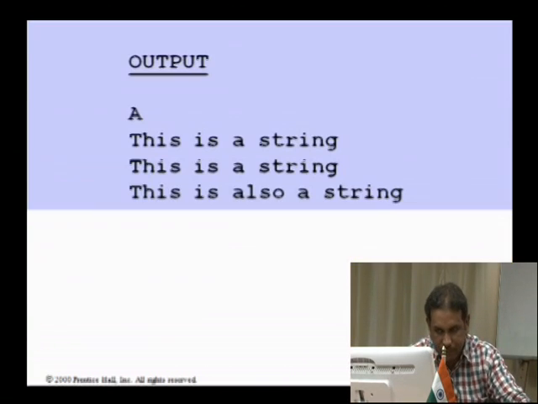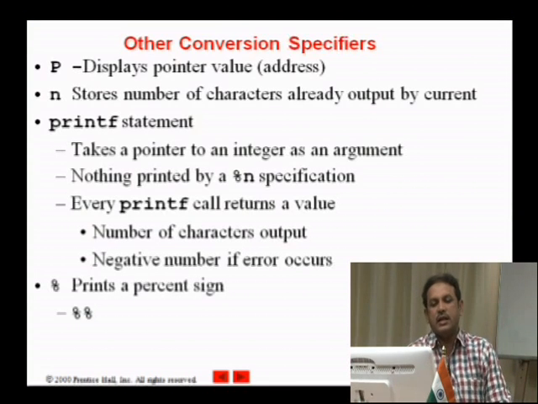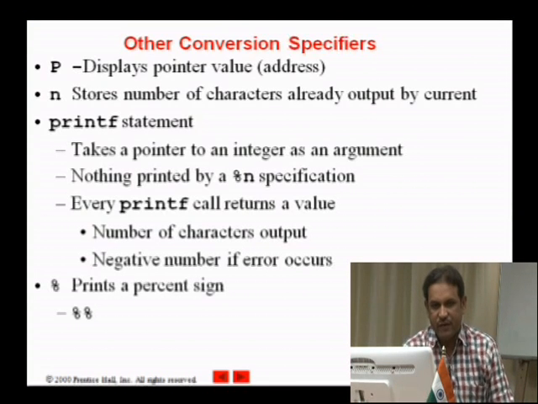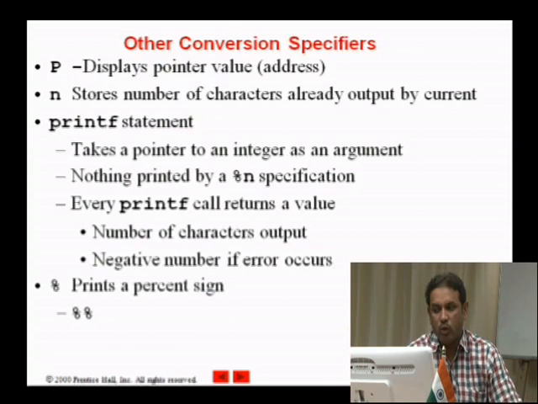Then there are other conversion specifiers, for example, p displays pointer values, n stores the number of characters already output by the current printf statement, how many characters you have displayed, maybe 10 characters. Then the printf statement takes a pointer to an integer as an argument. So what is a pointer? A pointer is nothing but the address of a variable. We will be discussing pointers later. So nothing is printed by the percentage n specification.